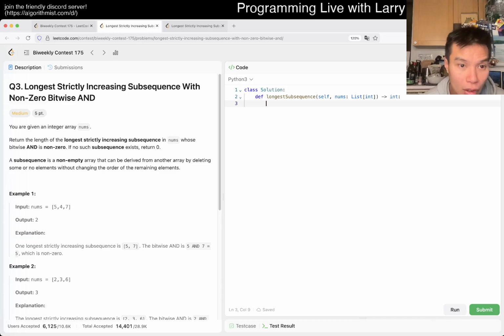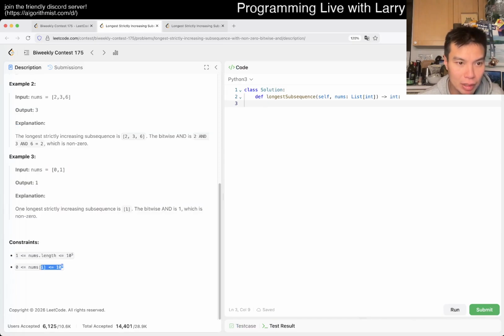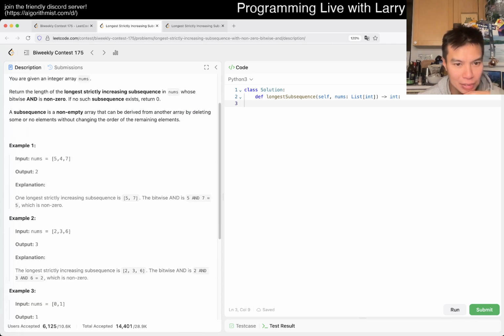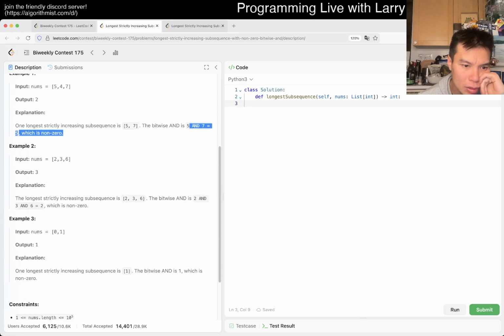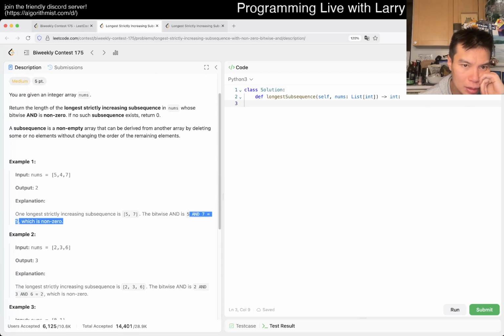Longest strictly increasing subsequence whose bitwise AND is non-zero. n is 10 to the 5th, and we have a big number, so it's not DP, at least not the standard DP, right? Let me just define what subsequence is. So 5, 7. What would make it 0? Why? What does that mean? Bitwise AND is non-zero. That means that they have to share a bit.